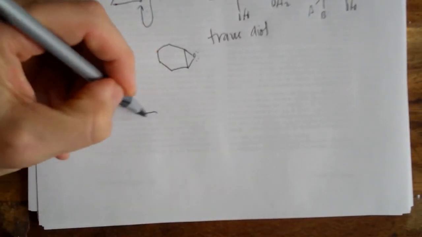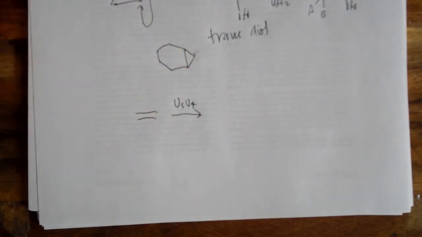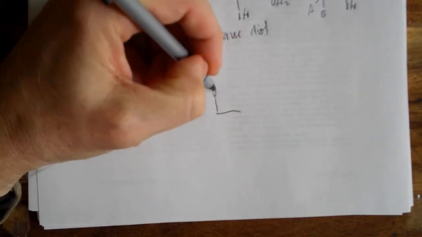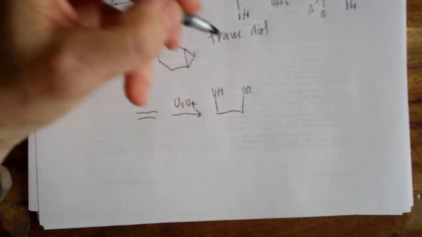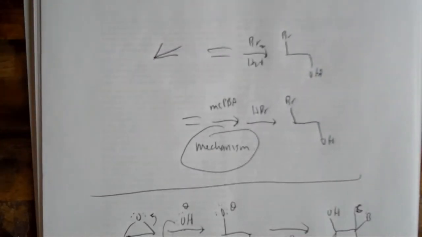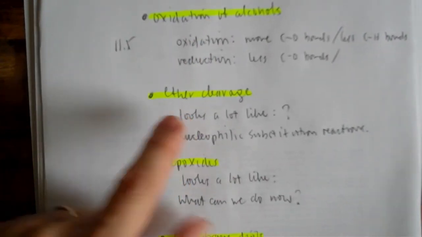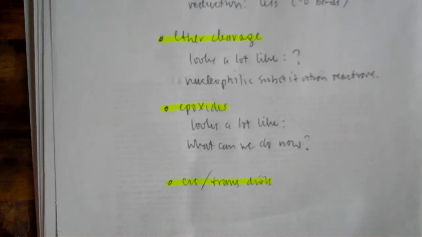Then the other reaction we have is with an alkene and osmium tetroxide. Okay, and that gives us a cis diol. Okay, so that's lesson 7, and those are our four objectives. Our four objectives were oxidation of alcohols, ether cleavage, epoxides, and then cis-trans diols.